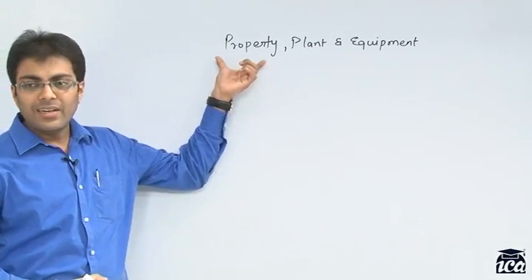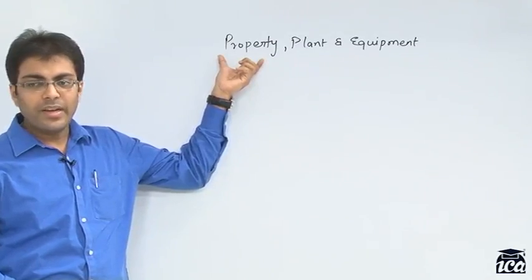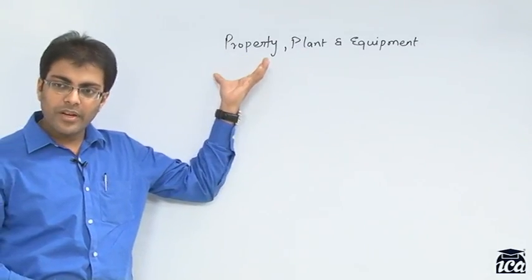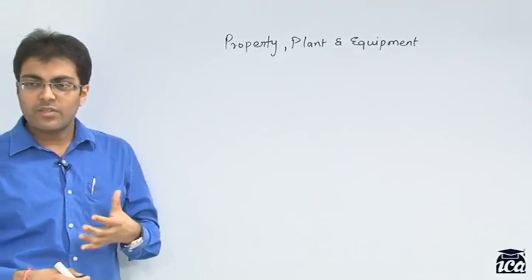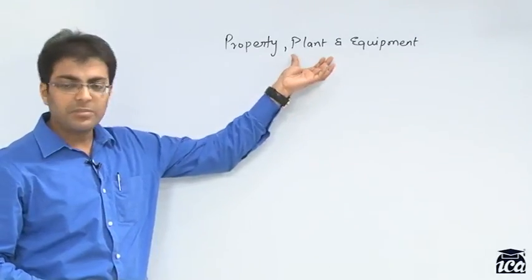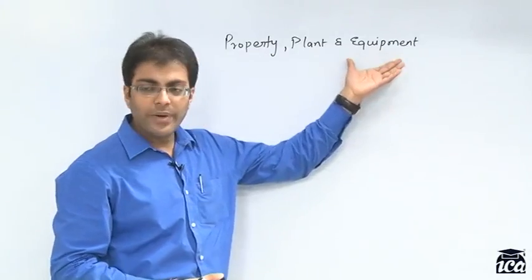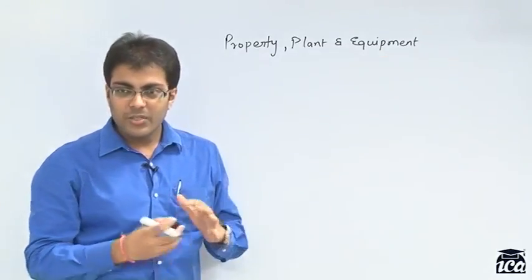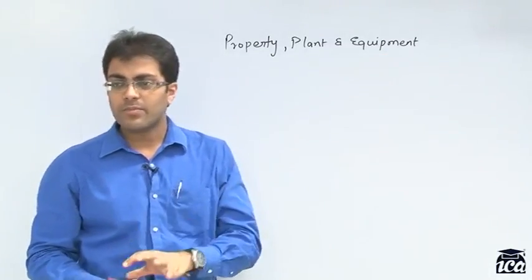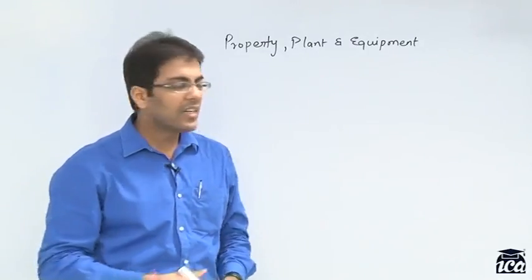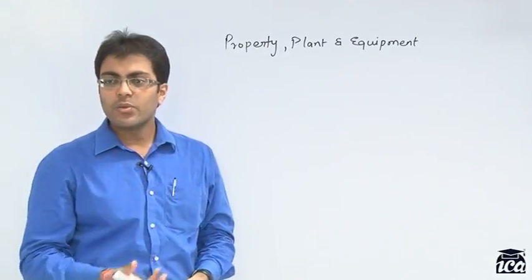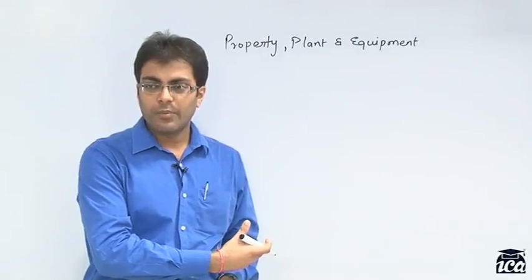When you talk about land, land is a property. When you talk about a building, it's again a property. When we talk about fixed assets, we also talk about plant and machinery, and machinery can be called equipment. So practically, there is no difference between a fixed asset and property, plant and equipment. It's just that under IFRS, a fixed asset is known as property, plant and equipment.